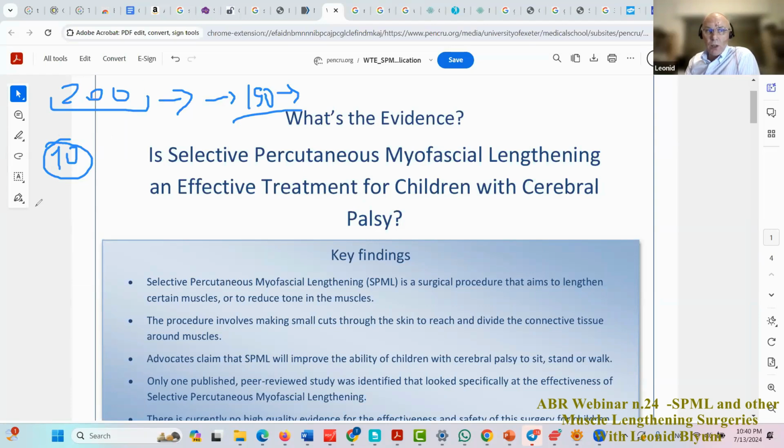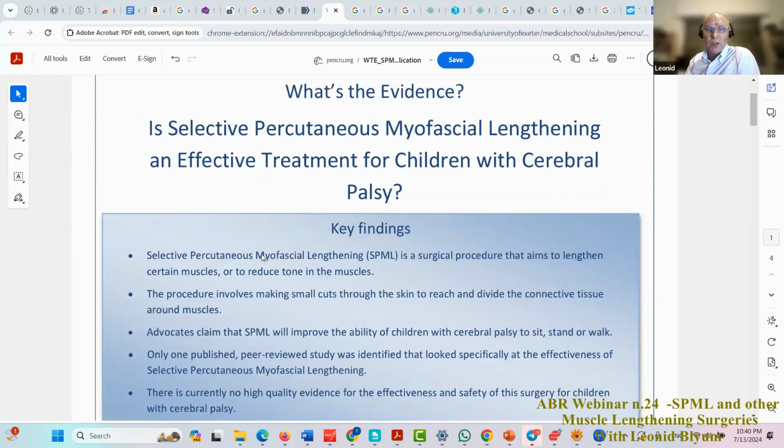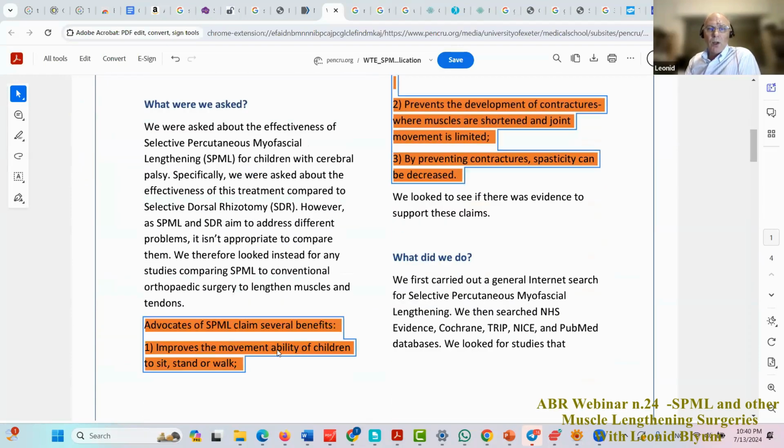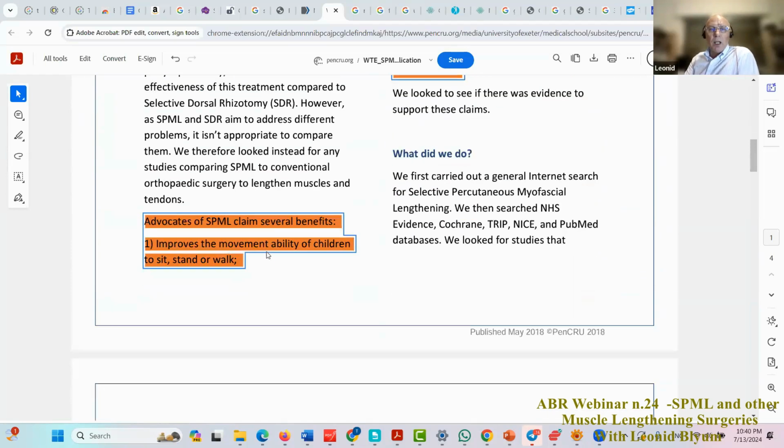So that's really the question to ask, because if you look at this, they start talking about this. Okay, what SPML claims: several improve the movement ability of children to sit, stand, or walk. Well, the question is, in which timeline and how do you measure the quality, right? If you only measure the distances, if you only measure the willingness to cover and so on, that's one story. If you measure the support and so on. But where does it lead you to? How do you do this, right?